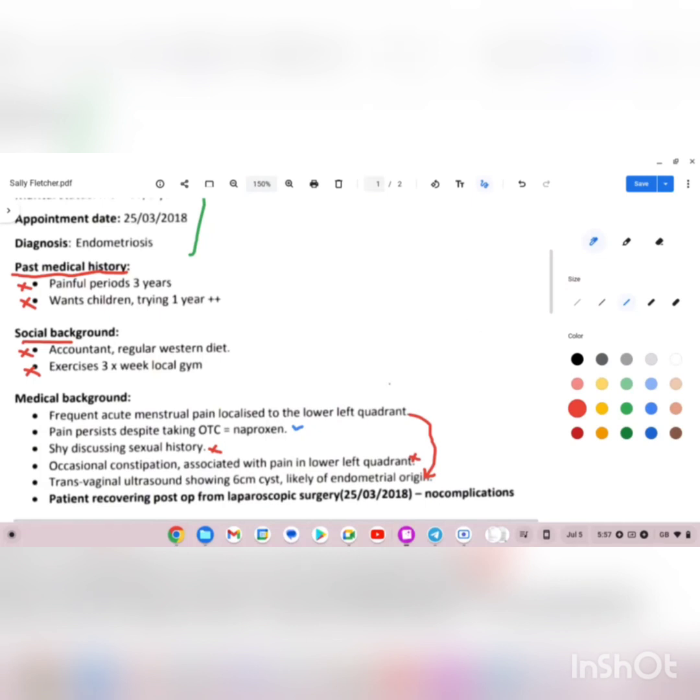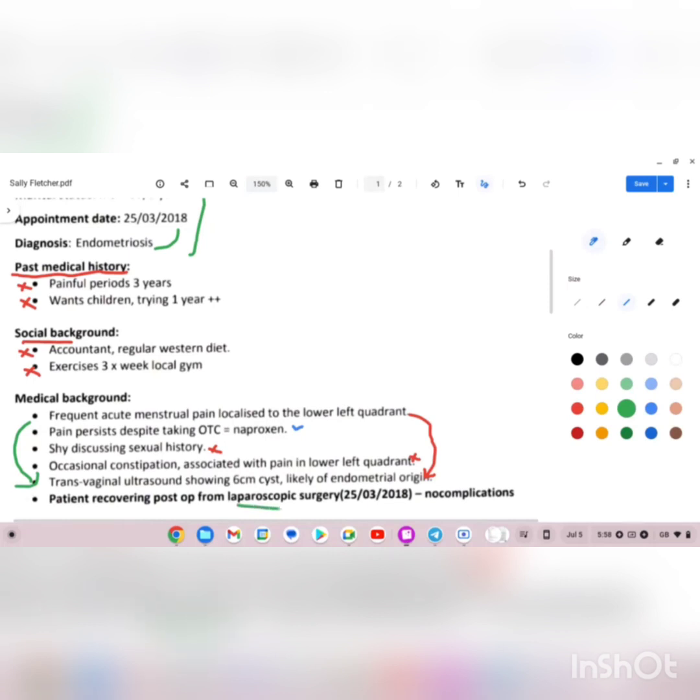Okay, so the history. Then you are going to link the dots now. See, endometriosis is here. The patient is admitted on this date. Then it comes to frequent acute menstrual pain localized to the lower left quadrant. So then after admission we did a transvaginal ultrasound, which showed a 6 centimeter cyst likely of endometrial origin.